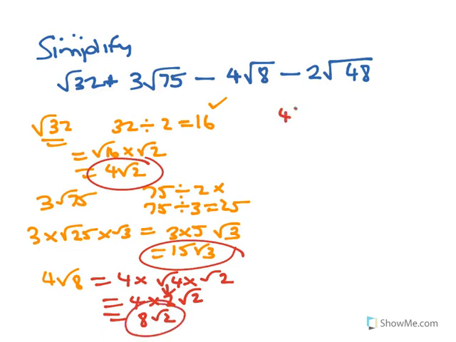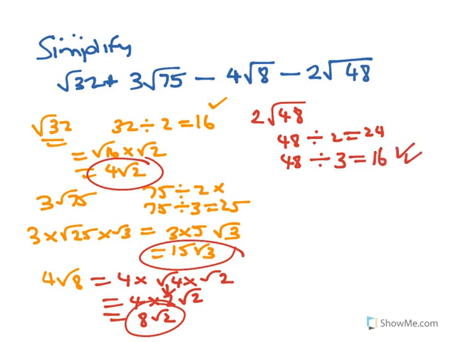And then this one, 2 root 48. 48 divided by 2 is 24. 48 divided by 3 is 16, and yes, that is the square number. So it's 2 times root 16 times root 3, 2 times 4 times root 3, which is 8 root 3.